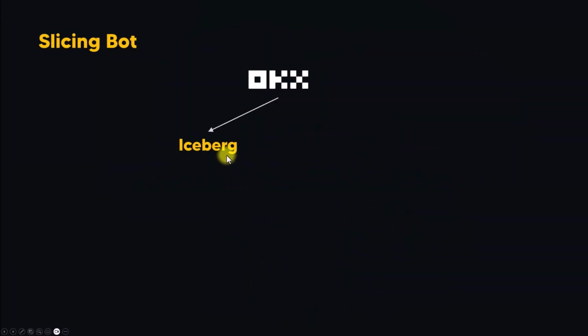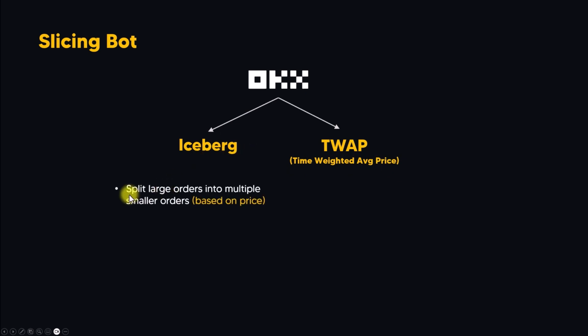There are two types of slicing bot in OKX. First is Iceberg and TWAP. TWAP stands for time weighted average price. What is Iceberg bot? Well, basically it will split large orders into multiple smaller orders, which is based on price. Later on, we will take a look deeper about this bot. And for TWAP, it will also split large orders into multiple smaller orders, but it is based on time interval.